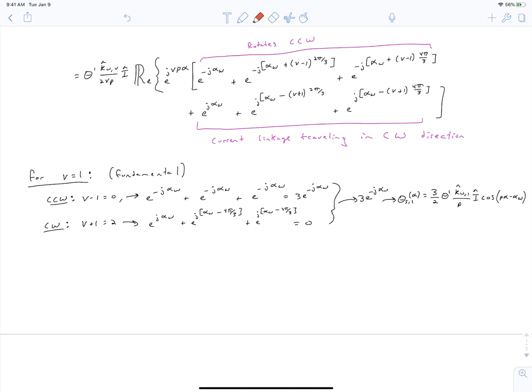And so you can see what I've done here to construct our current linkage expression is that I've taken this and I've plugged in v equals 1, and then I've multiplied it by 3 from here, and then I've taken the real part of all of this, which gives us the cosine of p alpha minus alpha w. And you can go back to our lecture video that introduced electric loading related to winding factors, and you can come up with the same expression from that analysis. So this is nothing new at this point.